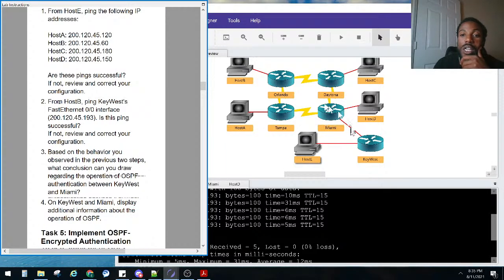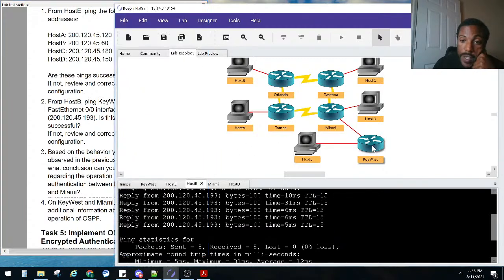So basically, we set up authentication, and network connectivity has been regained, but now there's encryption on the OSPF neighborship there. So on Key West and Miami, display additional information about the operation of OSPF.